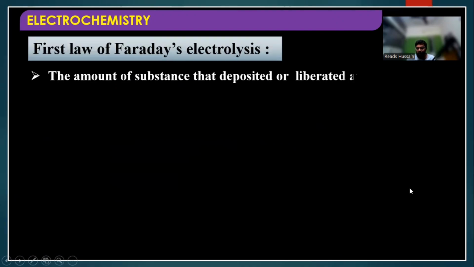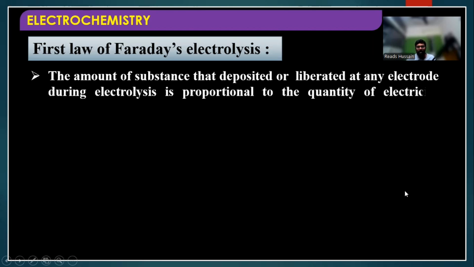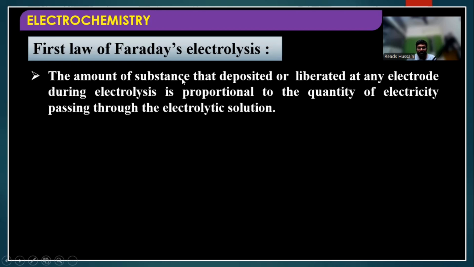Now let's go through the statement of Faraday's first law. According to Faraday's first law, the amount of substance deposited or liberated, we use the term deposited for metals and liberated for gases, non-metals, at any electrode during electrolysis is proportional to the quantity of electricity passed through the electrolytic solution. So try to understand the definition. What is the main meaning of this definition? The amount of substance deposited is directly proportional to the quantity of electricity passed.